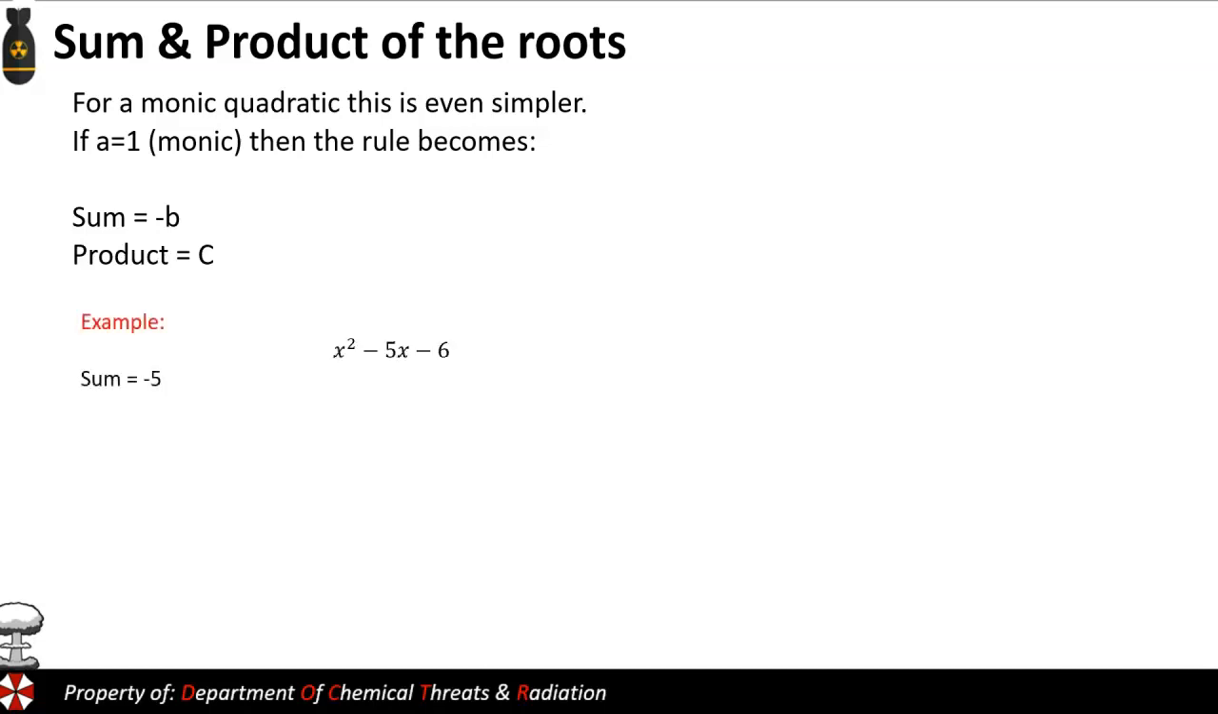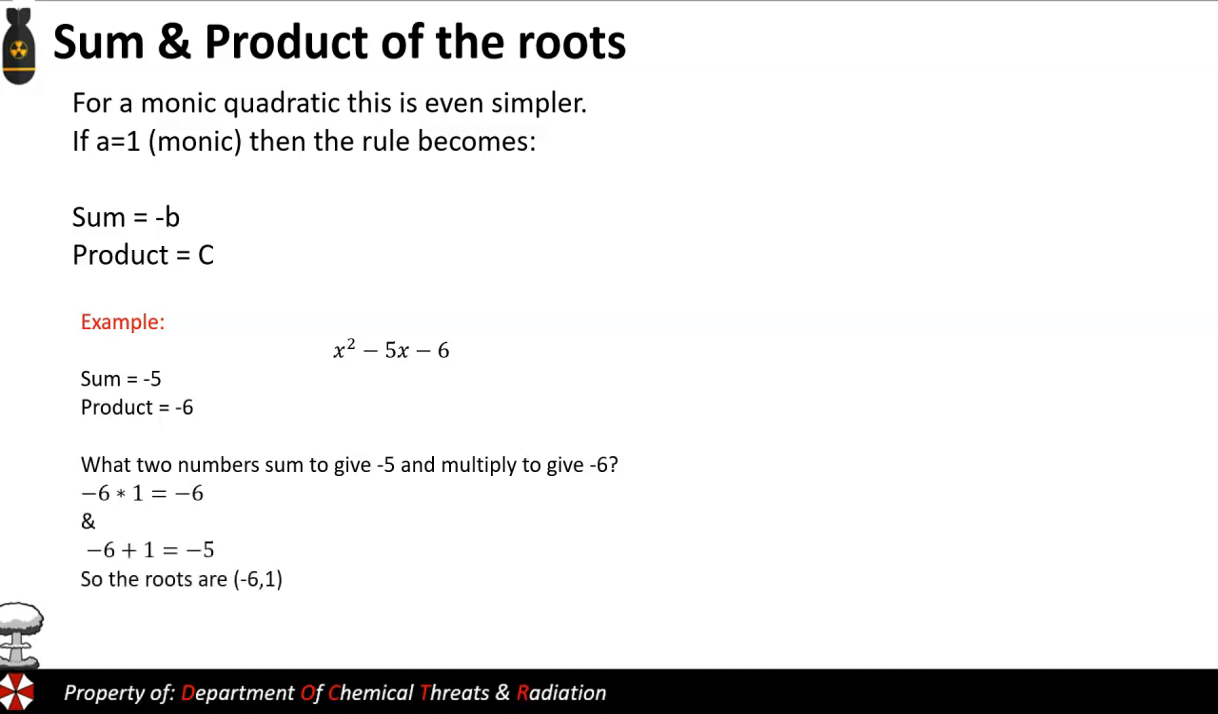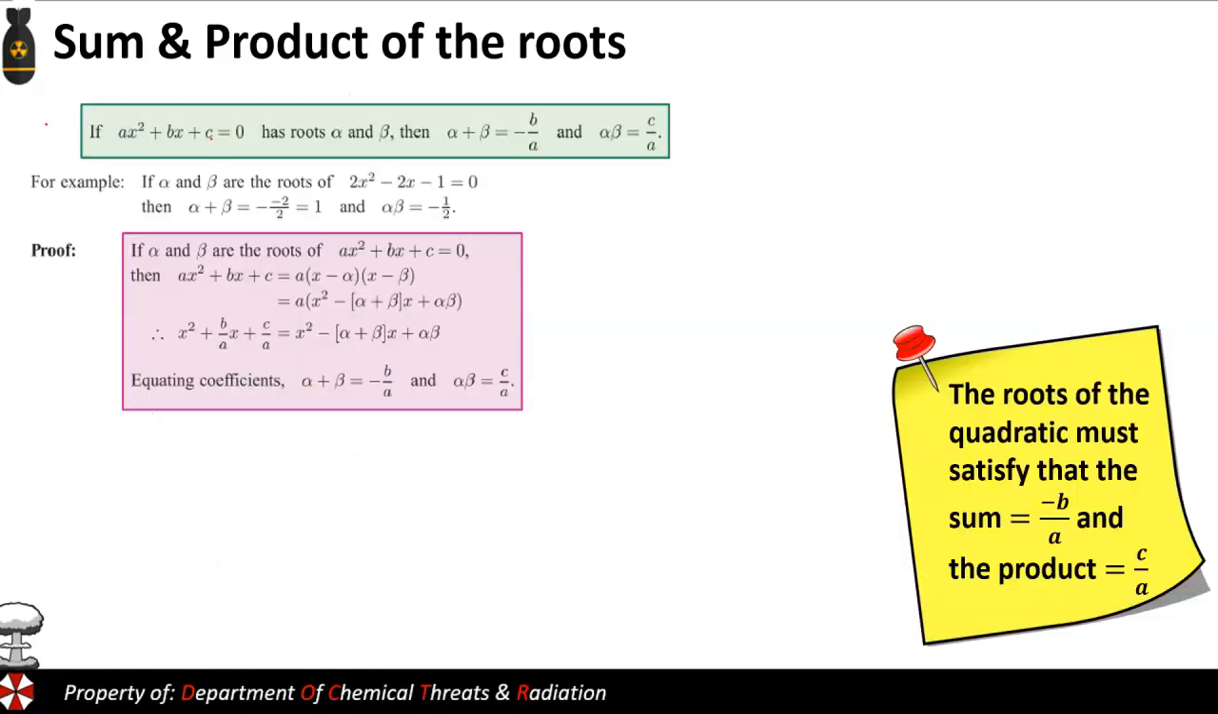An example: if we had x squared minus 5x minus 6, the sum would be minus 5, the product would be minus 6. If you think about what two numbers sum to give minus 5 and multiply to give minus 6, we've got negative 6 and 1. They multiply to give us negative 6, and negative 6 plus 1 gives us minus 5. The roots are negative 6 and 1. That's for a monic. The non-monic is a little bit different. We use that process that we talked about earlier, where we use minus b on a and c on a as a shortcut.